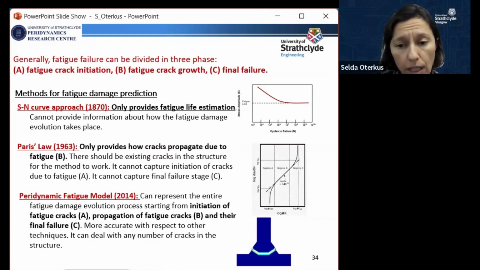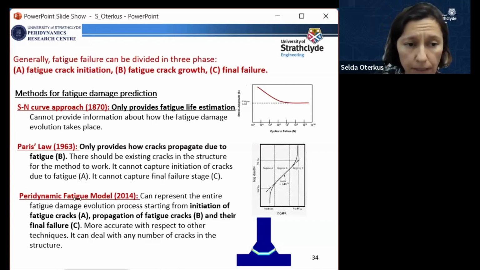This means that you need to have an initial damage, an existing crack in the structure, so that the method can work. So it cannot capture fatigue crack initiation, and it cannot capture final failure as well. So there are limitations, as you can see, in both those conventional methods.